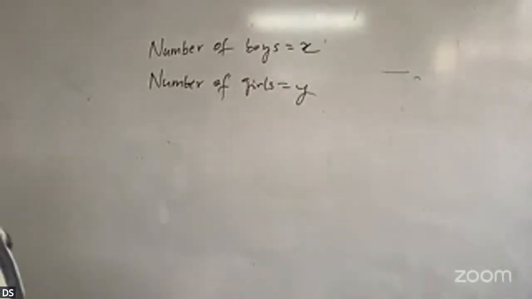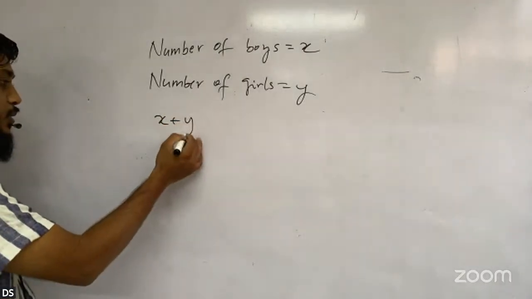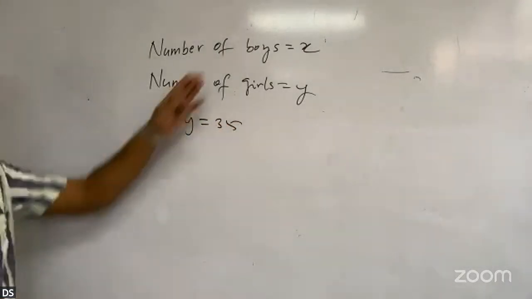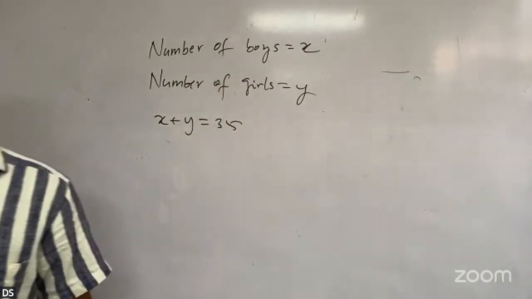The first thing they have told is there are 35 students in the class. What can you write? Very good. X and Y, if you add together, that should be equal to 35. Yeah, the total number of students should be 35.